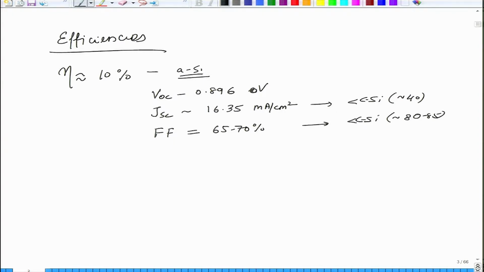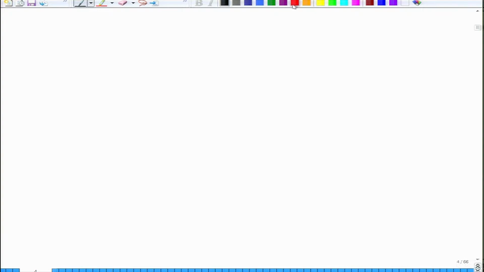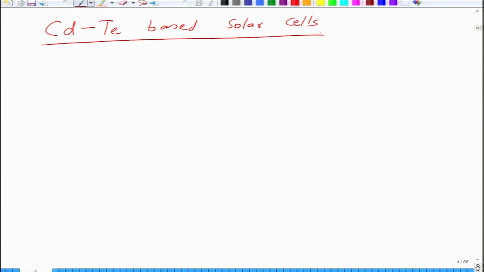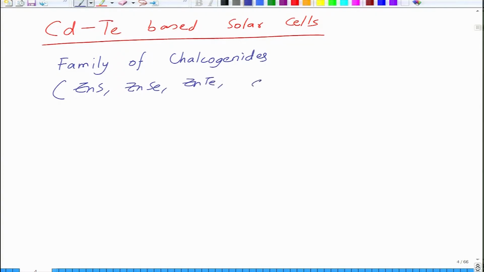So now let us look at other kinds of solar cells also. The next technology that we will consider is cadmium telluride based solar cells. Cadmium telluride basically belongs to the family of chalcogenides, and the chalcogenides are zinc sulfide, zinc selenide, zinc telluride, and then we have cadmium sulfide, cadmium selenide, and cadmium telluride. So these are the 6 chalcogenides we have, and CdTe belongs to this family.